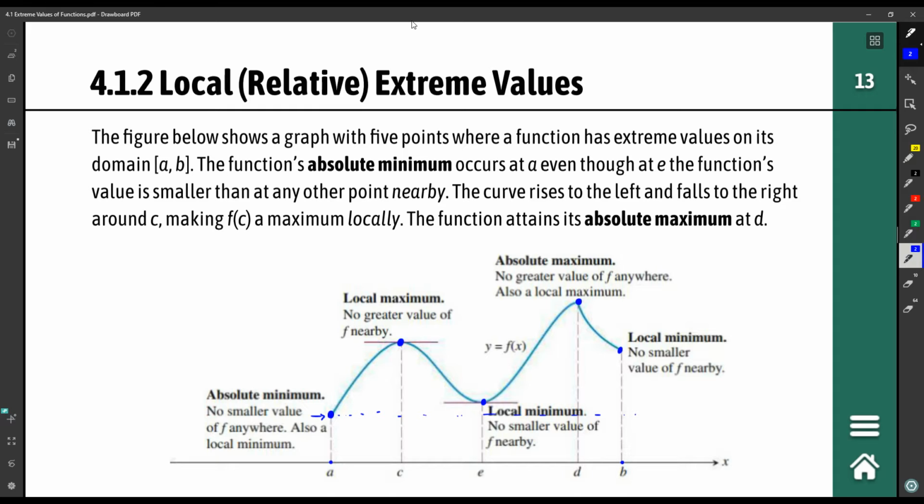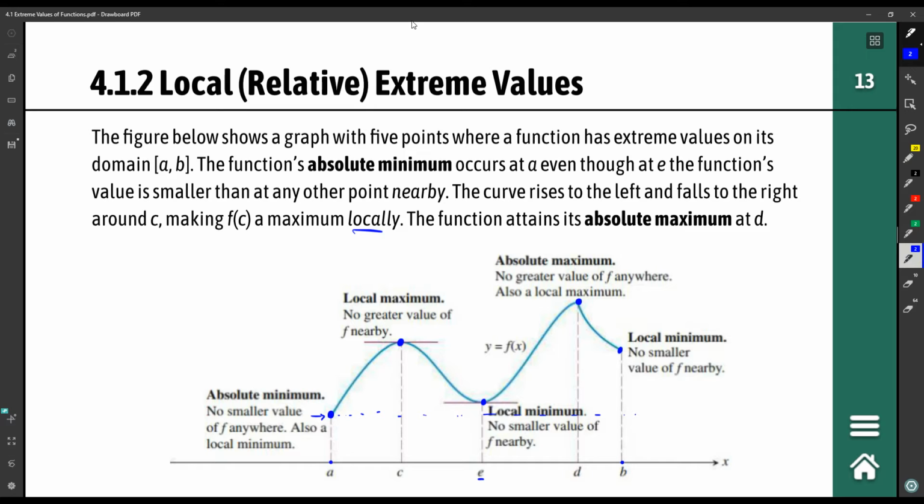So we want to point out that there's another small value of this function. It occurs at the x value E, and that one's going to be called a local minimum. We'll get into a bigger definition of that in just a moment. This curve rises to the left, it falls to the right around C, and that makes f of C a maximum locally. So here we are talking about maxes and mins that are not absolute.